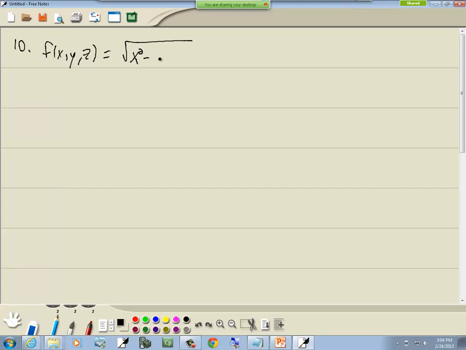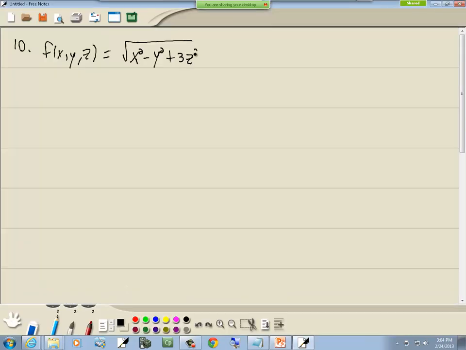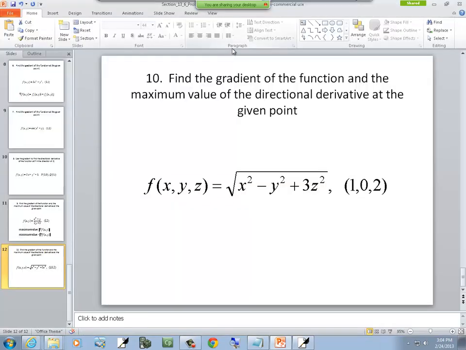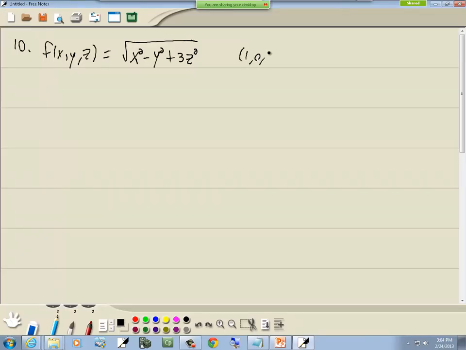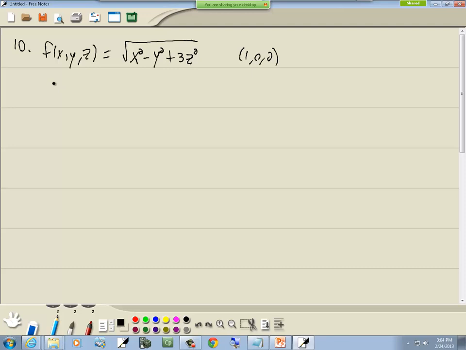The function is the square root of x squared minus y squared plus 3z squared, at the point 1, 0, 2. It says find the gradient of the function and the maximum value of the directional derivative at a given point.